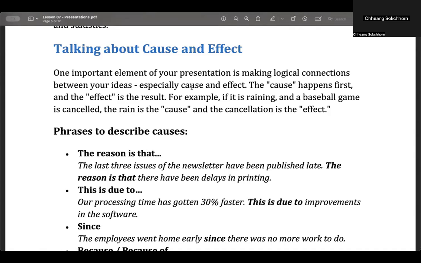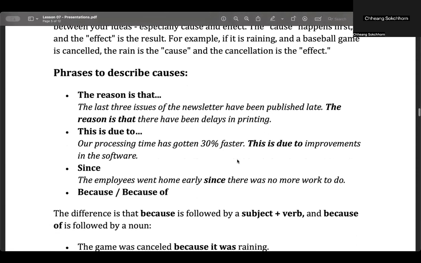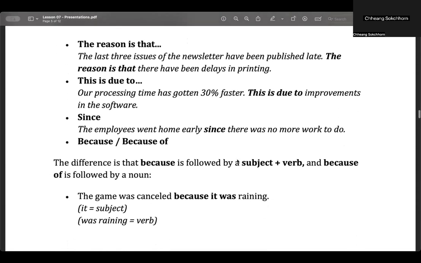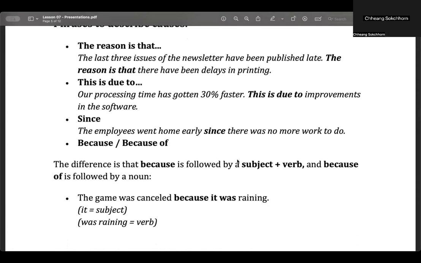The reason is that the last 3 issues of the newsletter have been published late. The reason is that there have been delays in printing. This is due to our processing time has gotten 30% faster. This is due to improvements in the software. Since the employees went home early, since there was no more work to do.